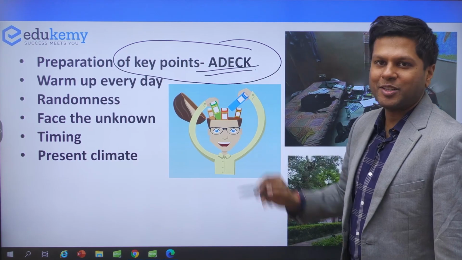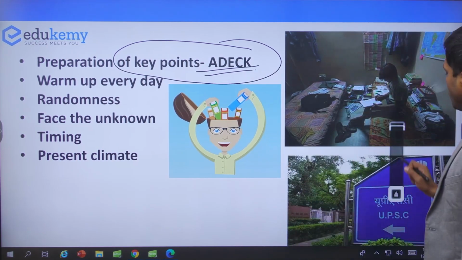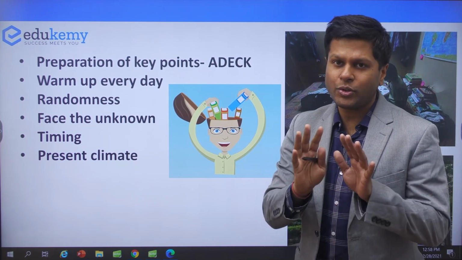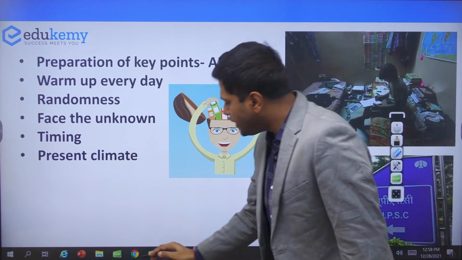ADEC, follow the ADEC principle. So how do you do that? How do you get the data? So you get data in many ways. One is Google search, or you can simplify that as well. We have done it for you.